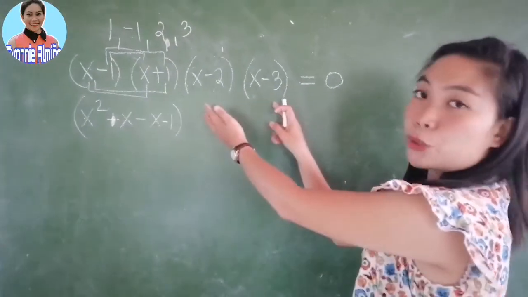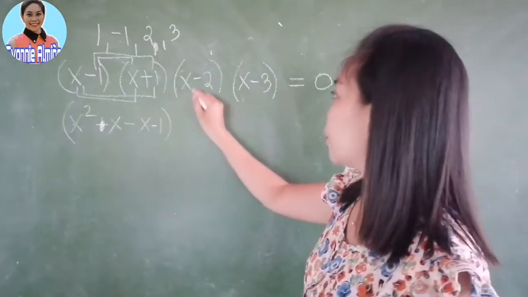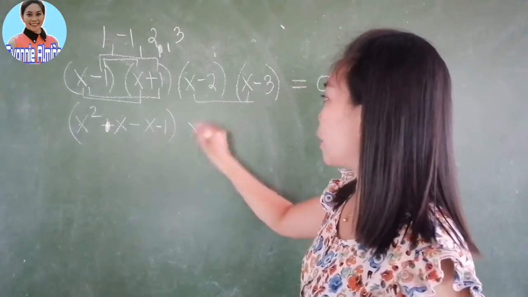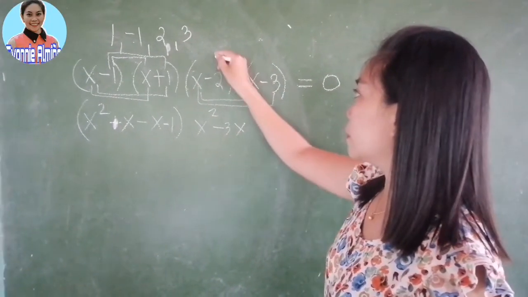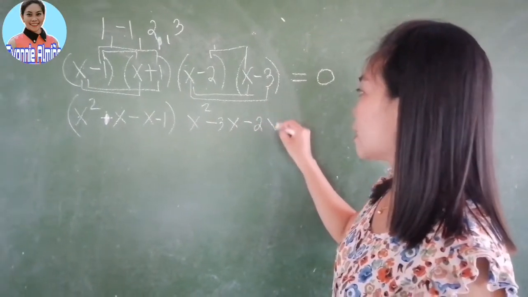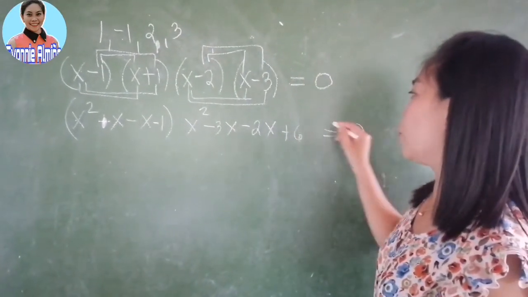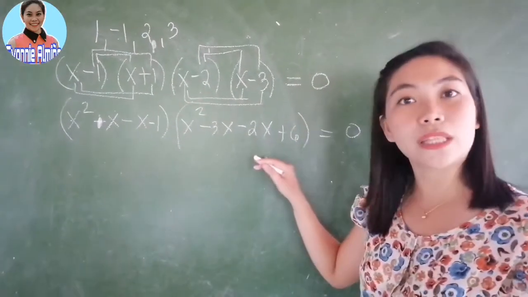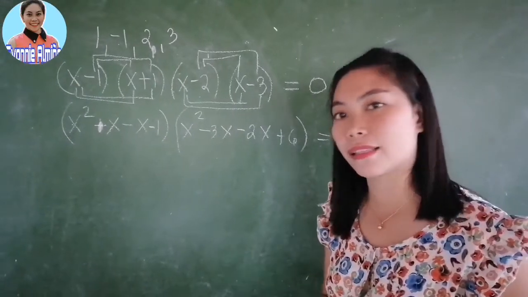We still have these 2 binomials, right? Then same method, FOIL method. So you have x squared, negative 3x, negative 2x, then positive 6 that is equal to 0. Then what comes next? We have to identify those like terms.